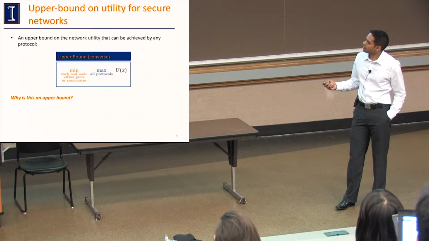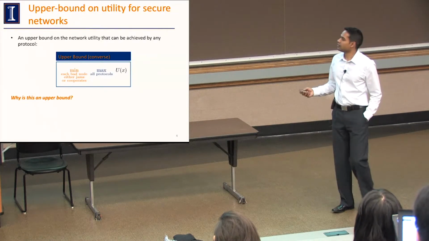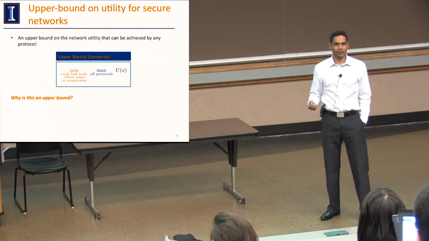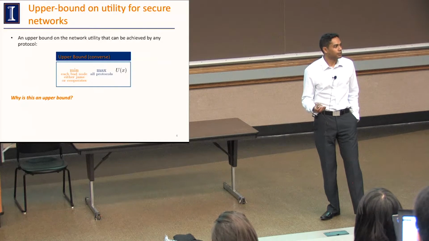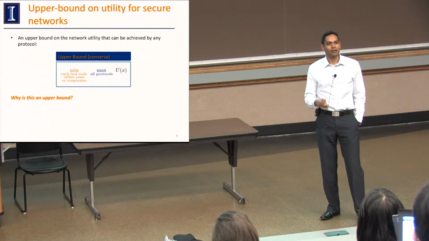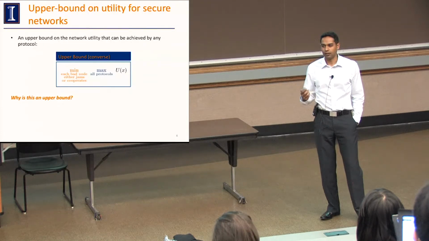And the other term that we're going to be referencing is a concurrent transmission set. Very simply, that's just a set of nodes that simultaneously transmits at a certain rate vector.